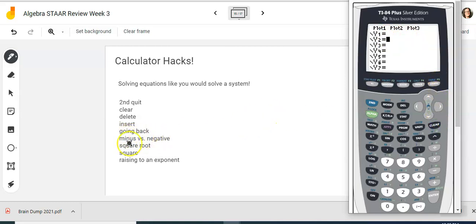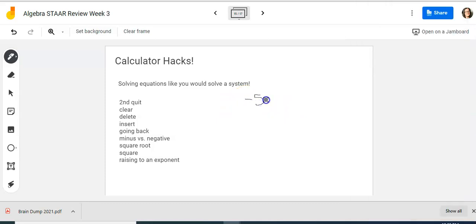And let's talk about minus versus negative. Here is your negative, here is your minus. Why is this important? So I'm going to go second quit. Let's say we had two ordered pairs and we were finding the slope. And we have -5 minus -4 over 6 minus -7. So I've got all these minuses and negatives. Well, that's a negative and this is a minus. That is a negative minus negative, okay? This right here is division.